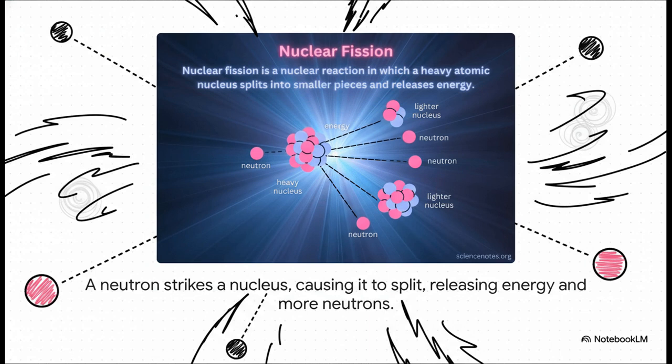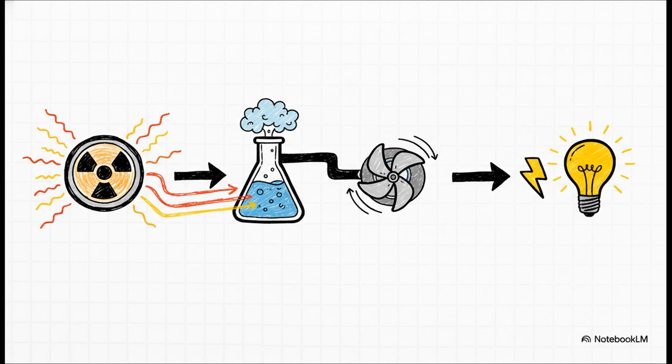And what do those new neutrons do? They go on to hit other nuclei, which split and release more energy and more neutrons, and on it goes. You get a self-sustaining chain reaction. And that chain reaction? That's the basic idea behind nuclear power plants. We control that fission process very carefully to generate an incredible amount of heat. Then we use that heat to boil water, create steam, and that steam drives massive turbines to generate huge amounts of electricity. And the best part? It's all clean, carbon-free power.